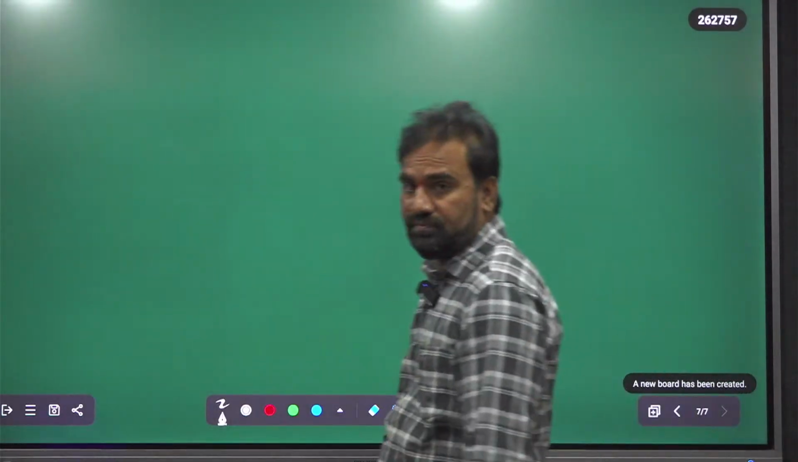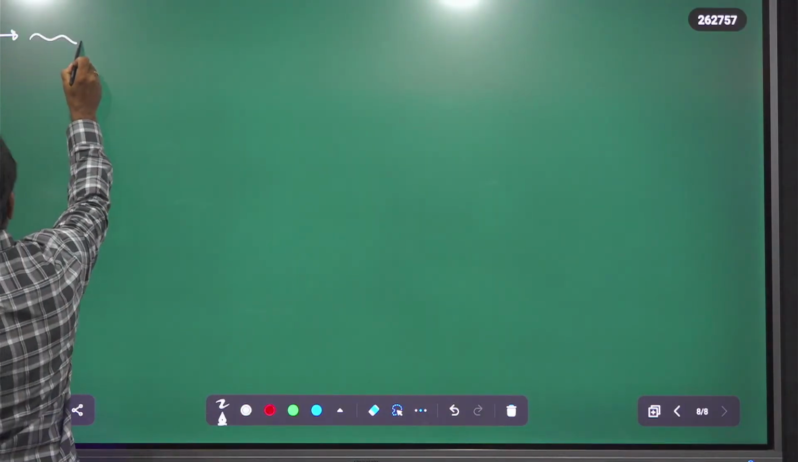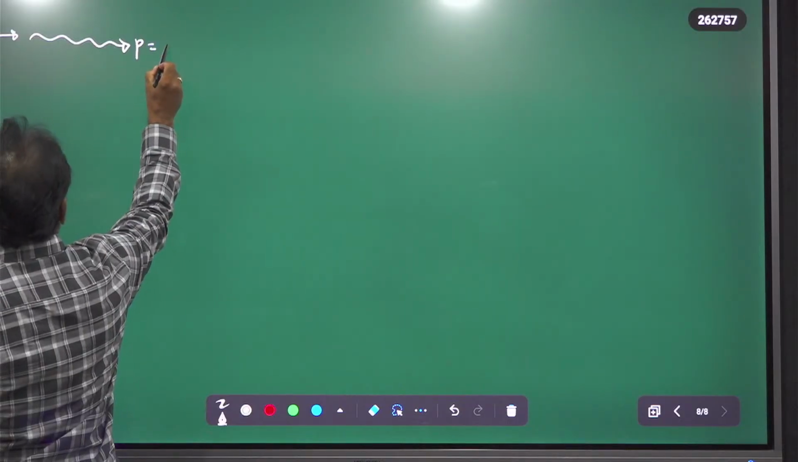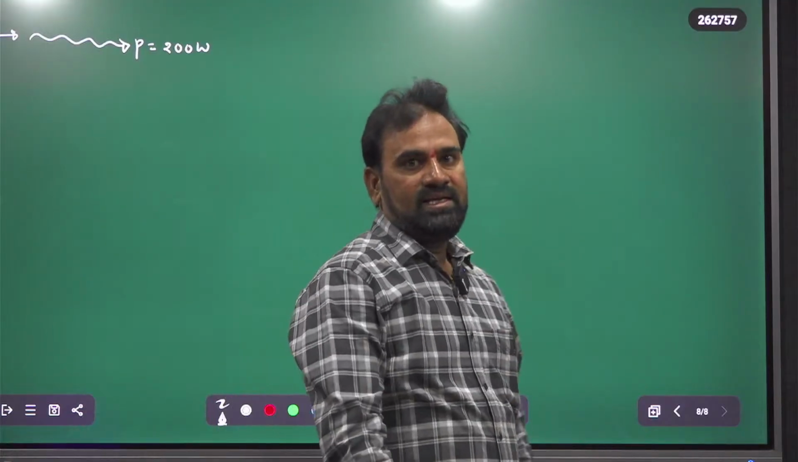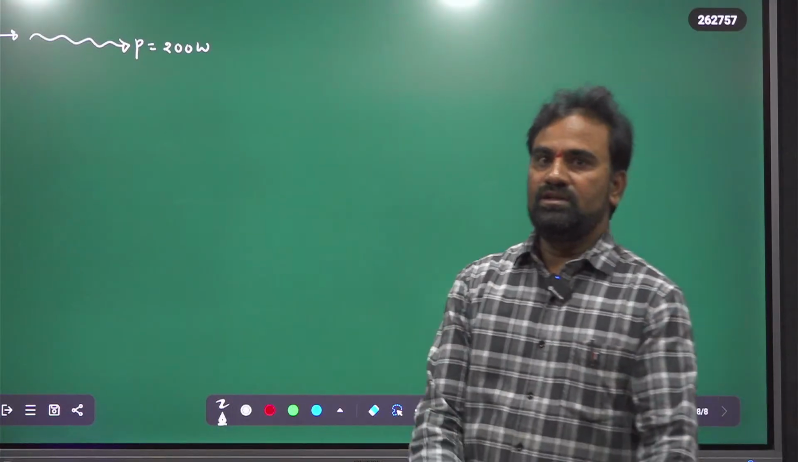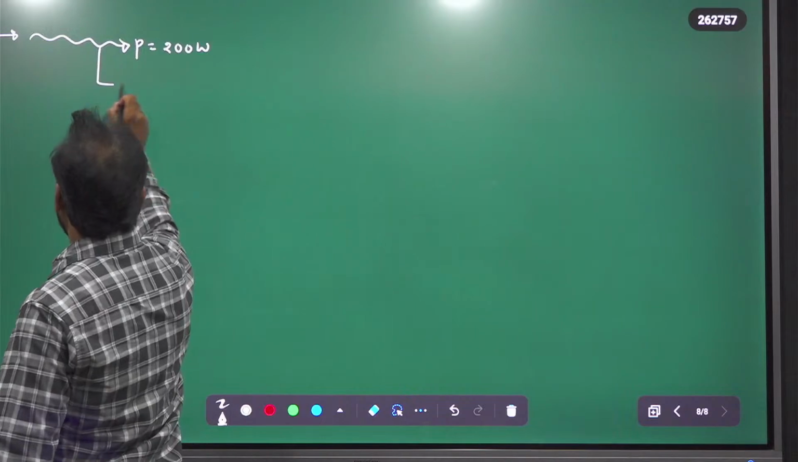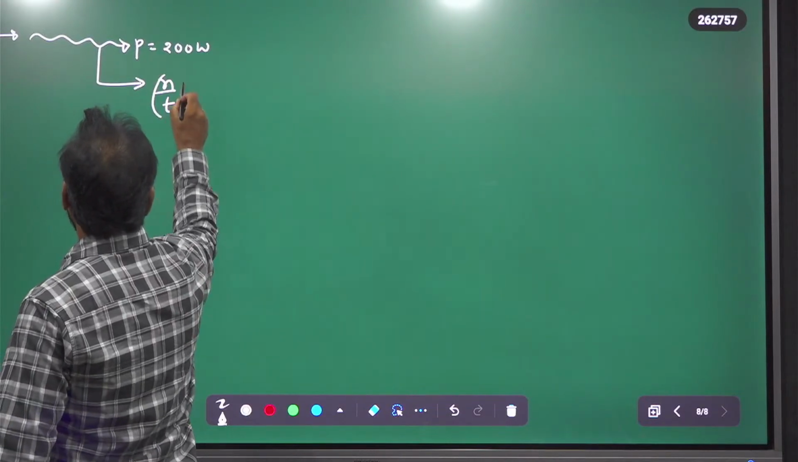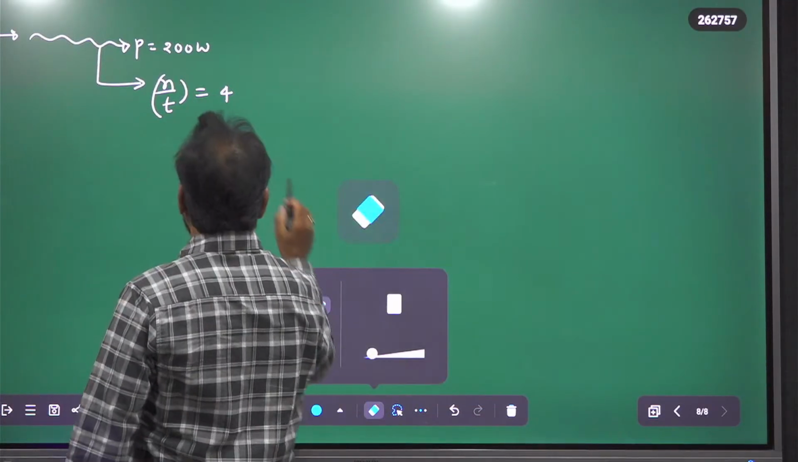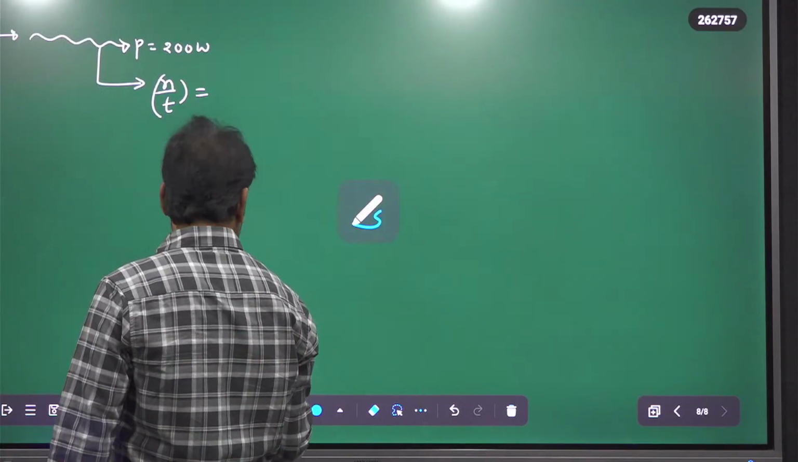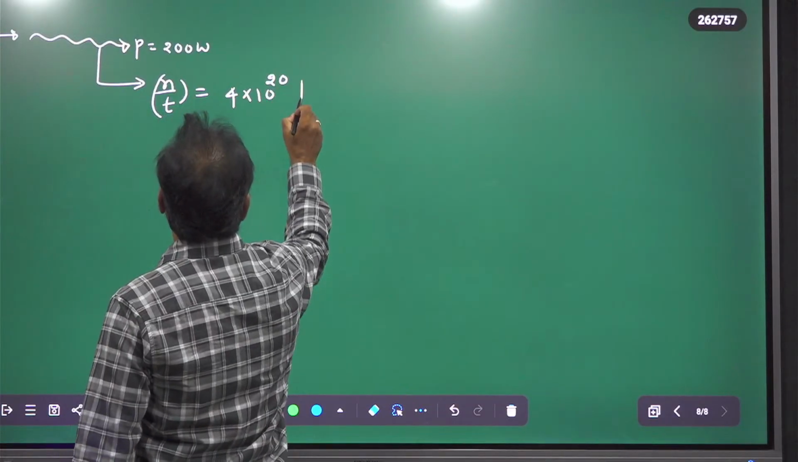Next, see. Suppose consider a light radiation. A light radiation is operated at the power of P is equal to 200 watts, and it can emit the number of photons per second. N by T is equal to 4 into 10 to the power of 20 per second.